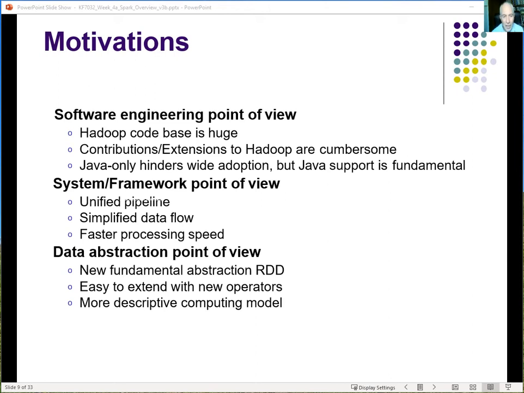Following on from looking at the inefficiencies in the Hadoop architecture, simplified data flow was one of the aims, and faster processing speed. Mostly the faster processing is achieved through the use of storing intermediate data in memory rather than writing everything to disk, and also by successive optimizers which try and avoid transferring data over the network when it's not necessary. So what we find here is that Spark uses delayed execution as one of its models.